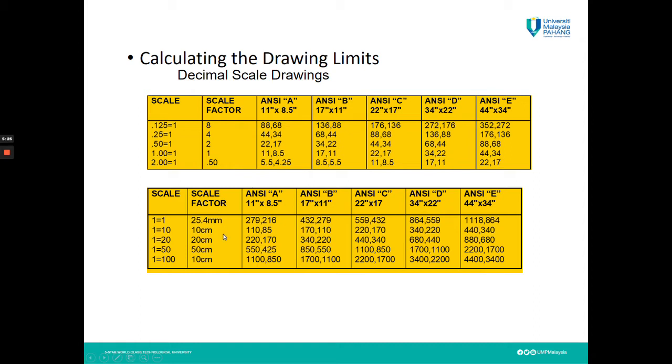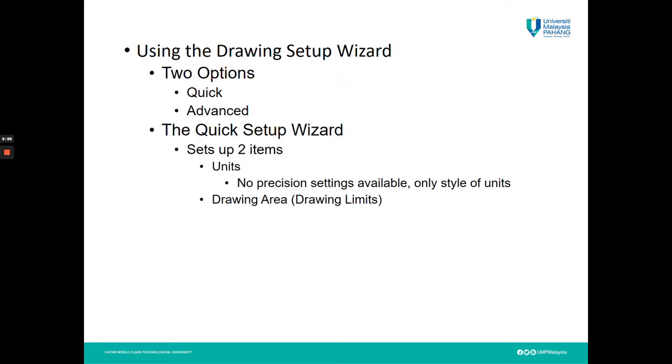If you're using the metric paper, with a scale factor of 25.4 mm, the size would be 279 by 216. But we chose 297 by 210. So it is a different size of paper, larger in the width but smaller in the height. Okay, so those are the first two setups you need to do.